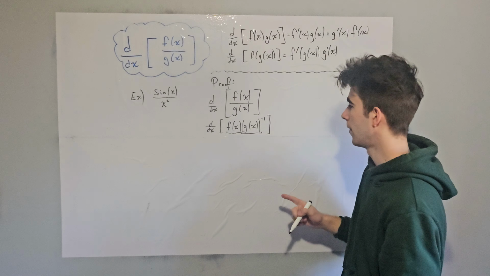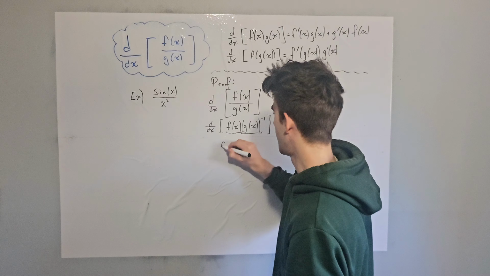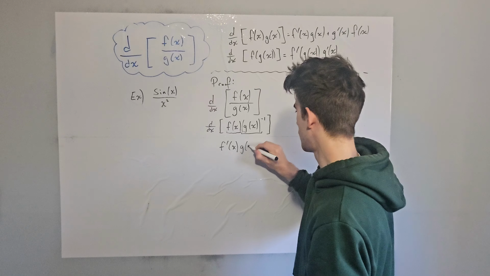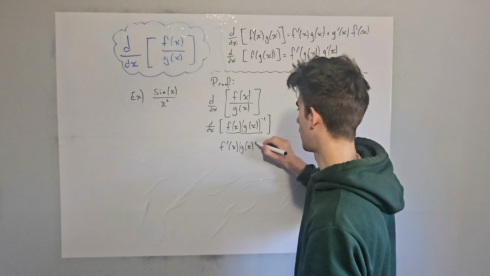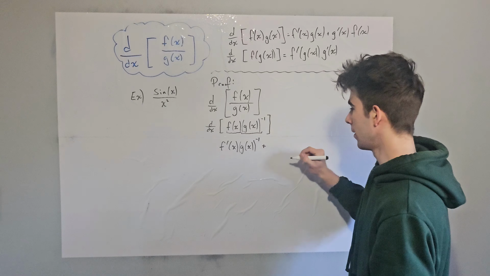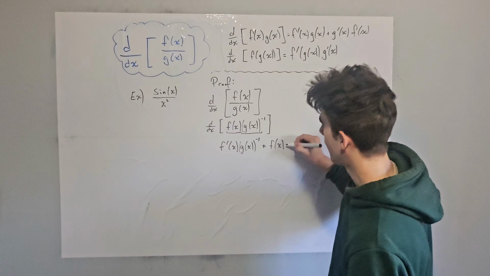So let's take the derivative, and using the product rule, we're going to get f prime of x times g of x to the negative 1. So the derivative of the first, and you keep the second. Now we're adding the regular first, f of x, times the derivative of the second.